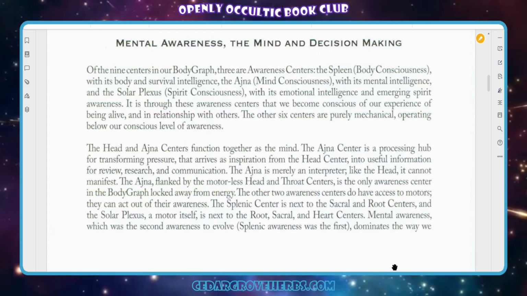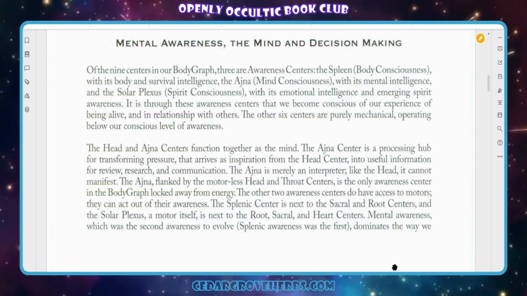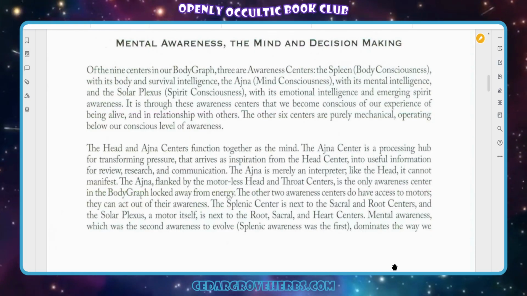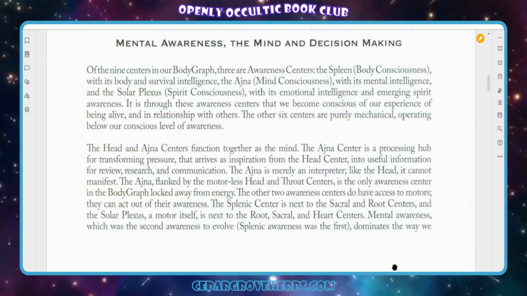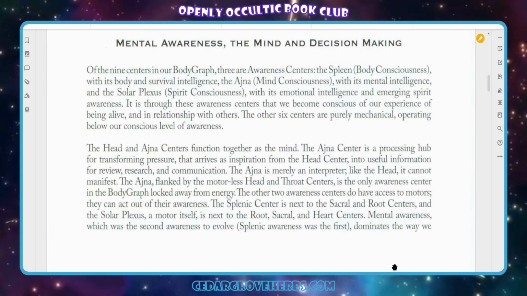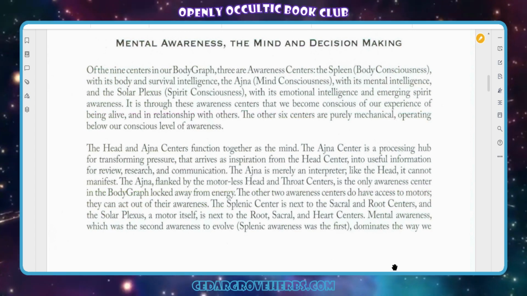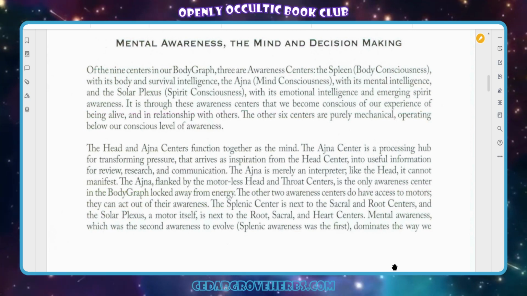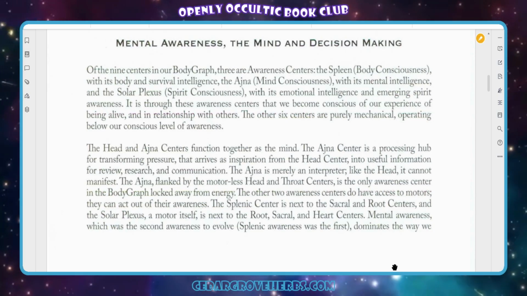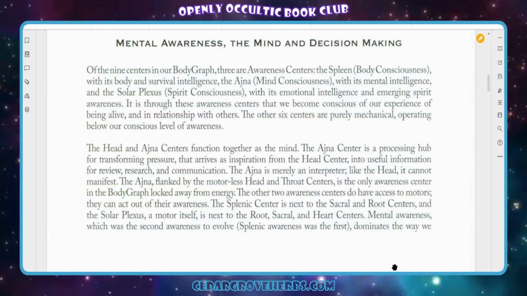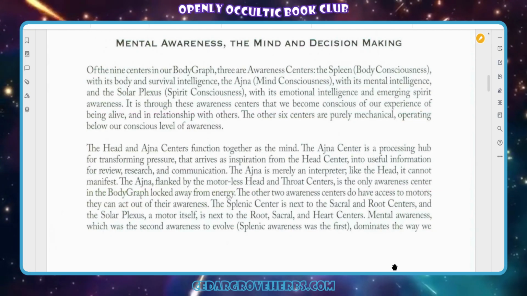The Ajna, flanked by the motorless head and throat centers, is the only awareness center in the body graph locked away from energy. The other two awareness centers do have access to motors. They can act out of their awareness. The splenic center is next to the sacral and root centers, and the solar plexus, a motor itself, is next to the root, sacral, and heart centers.